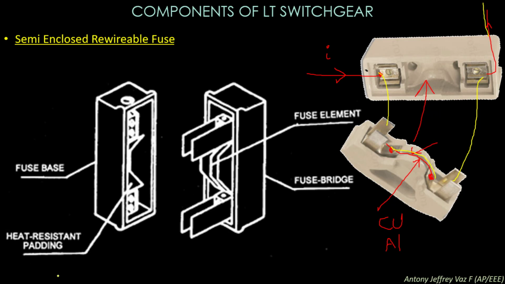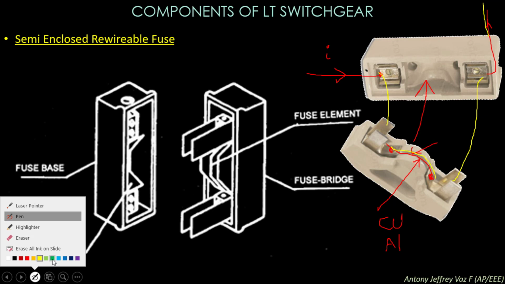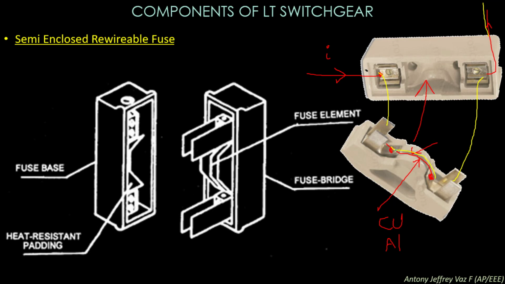In case a very large amount of current is entering, the fuse element present here will get heated up to a high value, so the element melts and the conductivity of the element gets disconnected, so that the current cannot enter the other terminal. So this fuse will act as a protective device for overcurrent protection.